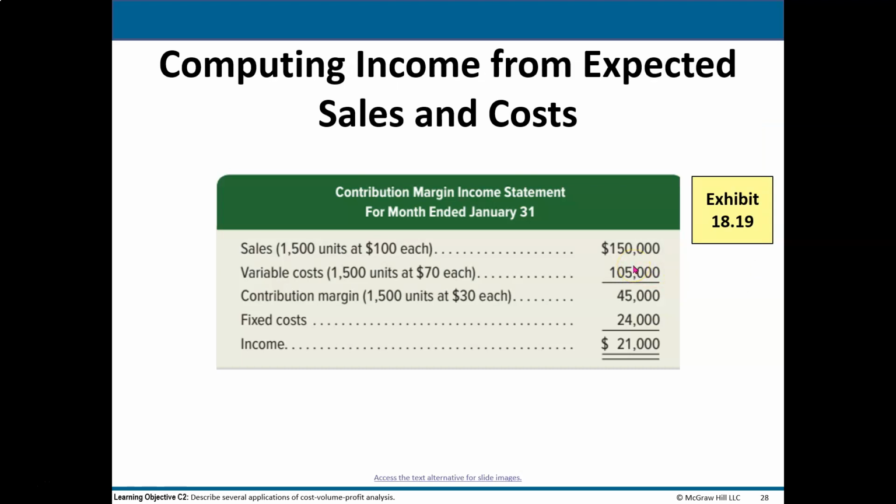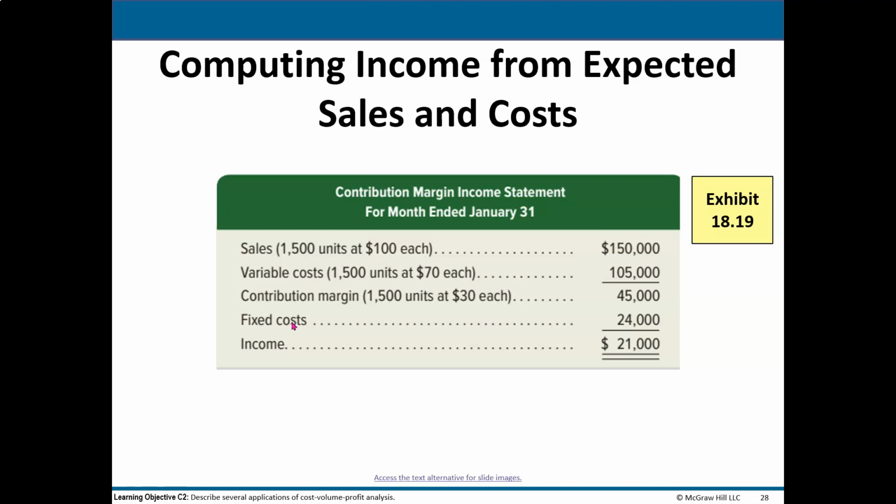Now, we can also compute income from expected sales and costs. So we can use the contribution margin income statements to forecast future sales or income. And again, we can do that because we are separating our costs by variable costs and fixed costs. So here we show the key variables in the cost volume profit analysis: sales, variable costs, and fixed costs, and how they relate to income. And this is designed to answer the question, what is the expected income if this level of sales is achieved?